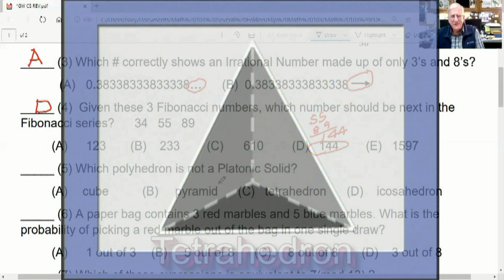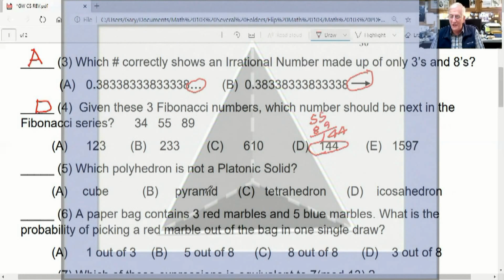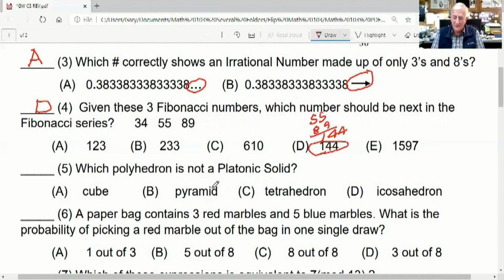And of course, all the faces would have to be triangles. So a tetrahedron is actually a type of pyramid, all right? But a tetrahedron has all of its faces exactly identical. So the correct answer here, which one is not a Platonic solid, would be just a general pyramid. So that is choice B. So not all pyramids are Platonic solids. Only the tetrahedron is.